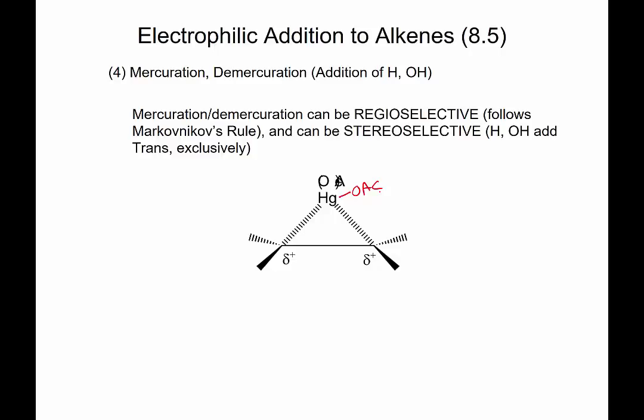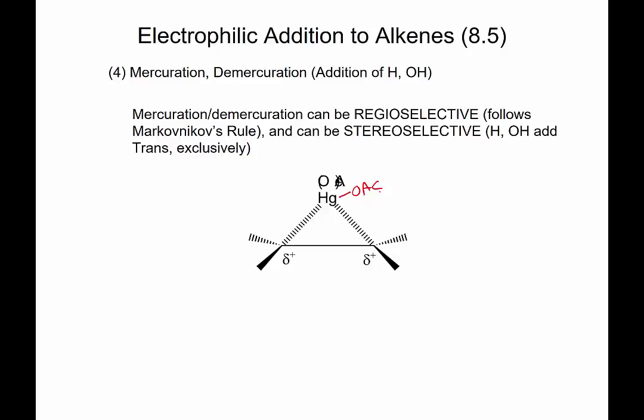H, OH. When we do mercuration, demercuration, we go back to what I said yesterday, which is getting kind of boring. What do I add? H and OH. How do I add it? Well, let's come back to that. How do I add it? 100% trans. Now let's go back to the Markovnikov, anti-Markovnikov. And if we read the notes, it says it can be regioselective because it follows Markovnikov's rule, and it can be stereoselective because the H and the OH add trans exclusively, or 100%.